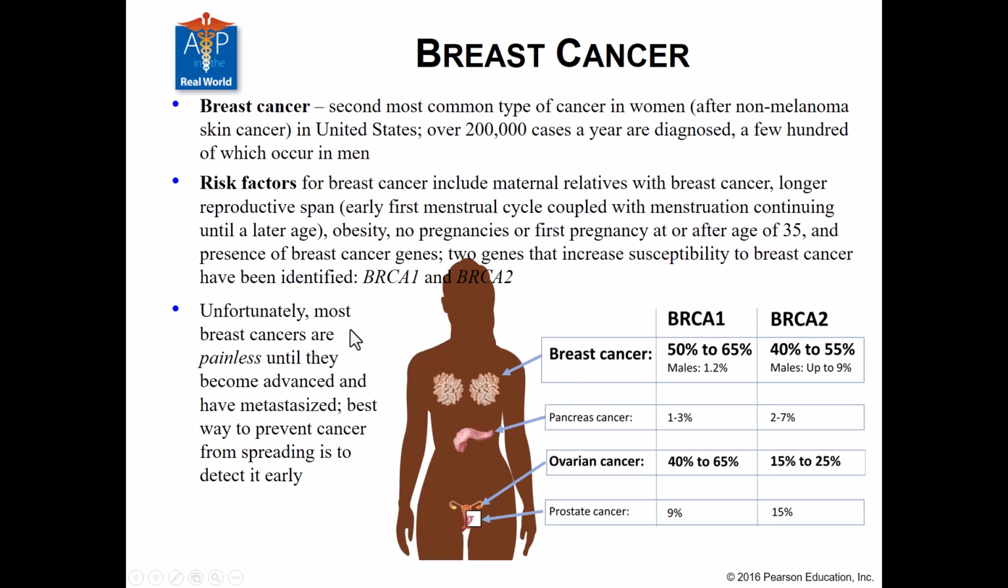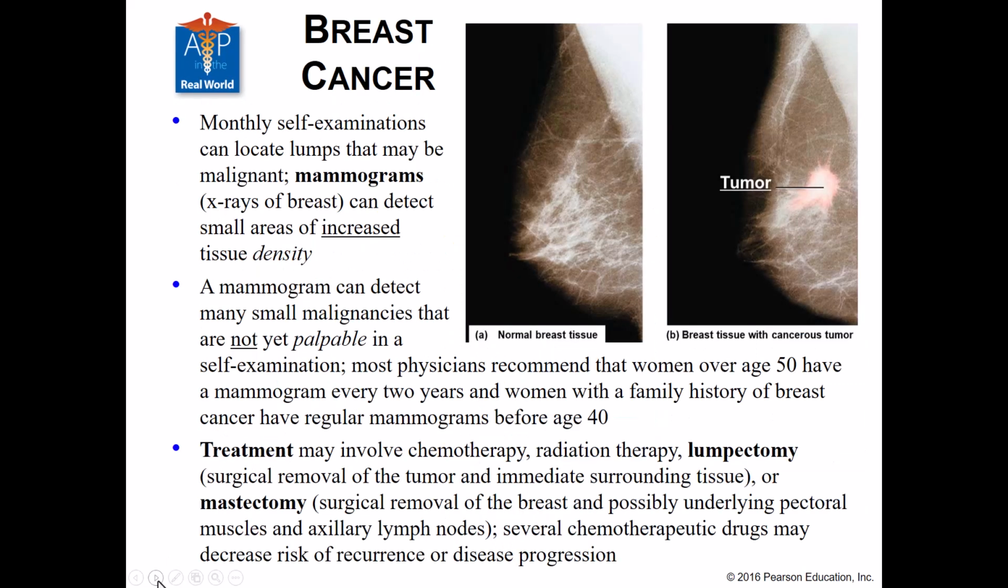A big problem with a lot of our breast cancers is that they're painless until they become advanced, and at that point they have metastasized and spread. So a good preventative is to have a mammogram every year, and this is what a mammogram of a breast looks like. This is a clean mammogram, and this is one with a tumor. Sometimes the malignancies are palpable, but not always, and so the mammograms can hopefully pick them up early before they are palpable.